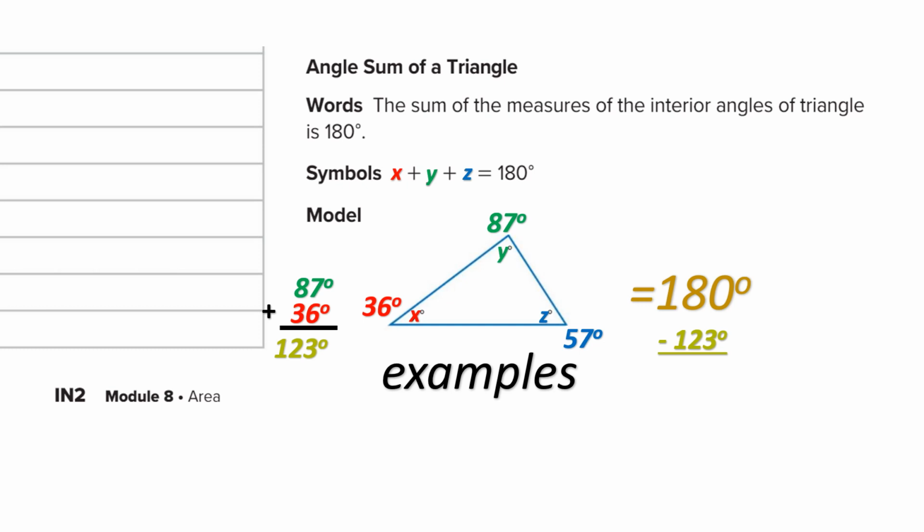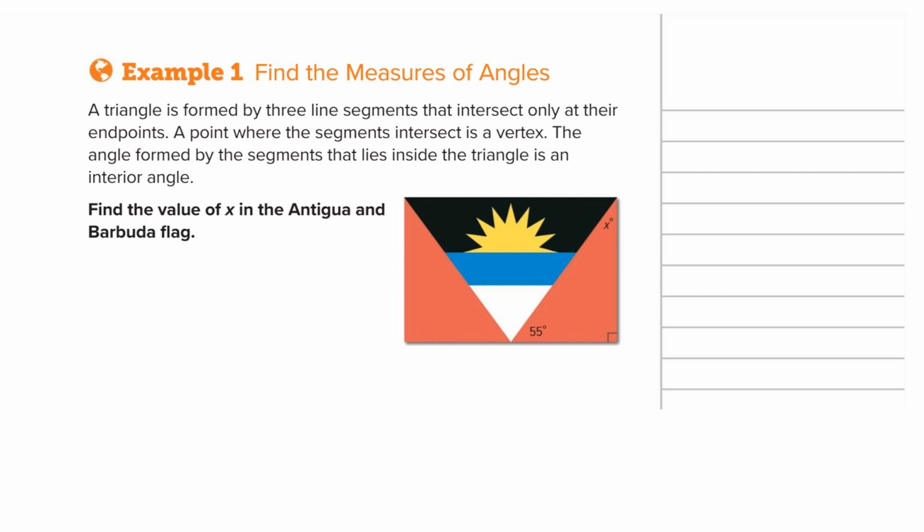And then if you do a quick check, you can even do it on your handy dandy calculator. You can add all three of those together, 87 plus 36 plus 57, and you'll see that does equal 180 degrees. So when we're given triangles, or in this case, a word problem that has a triangle, then I just need to know what I'm looking for.